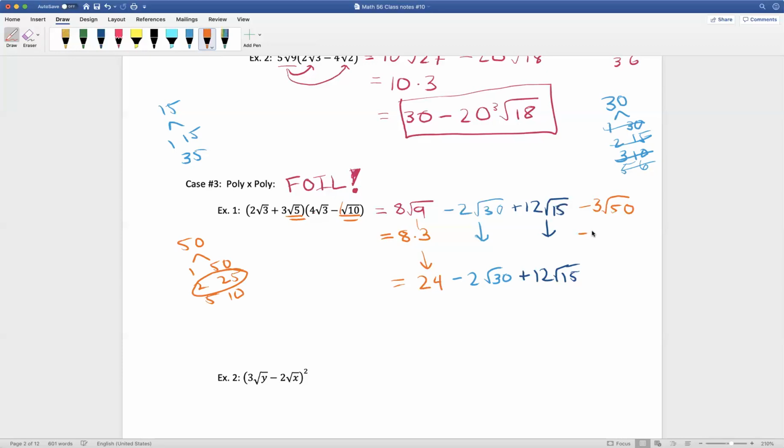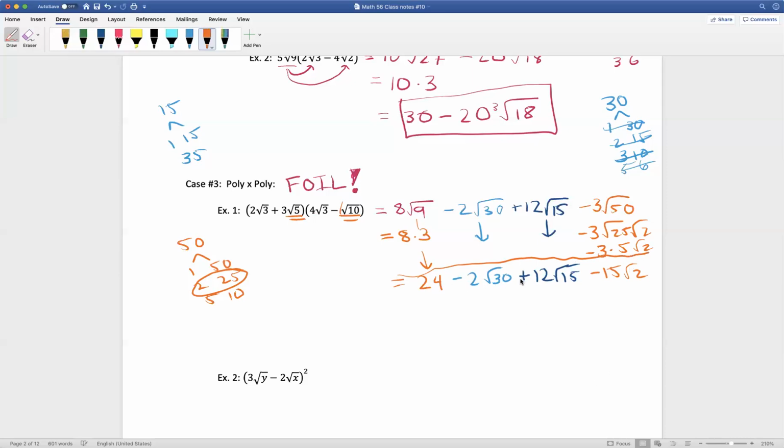So we can rewrite this as minus 3 square root of 25 times the square root of 2, because 25 times 2 gives you 50, which becomes minus 3 times 5 times the square root of 2, which gives us minus 15 times the square root of 2. So this is what we get when we're done simplifying each one of these terms.